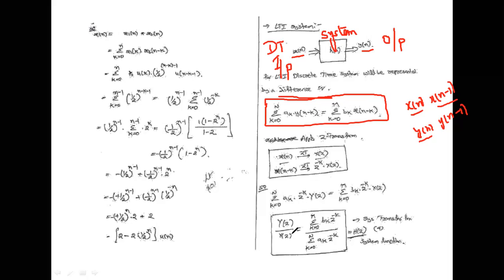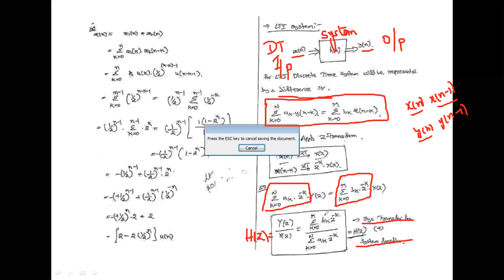So Y of z by X of z is the transfer function or system function of the system. That is equal to the sum of k equal to 0 to M, b suffix k z power minus k, divided by the sum of k equal to 0 to N, a suffix k z power minus k. When I take Y of z by X of z and cross multiply, we call it the system transfer function or system function H of z, equal to the sum of k equal to 0 to M, b suffix k z power minus k, whole divided by the sum of k equal to 0 to N, a suffix k z power minus k. Got it, my dear students? System transfer function, or system function. Transfer function means output by the input. Got it, my dear students?